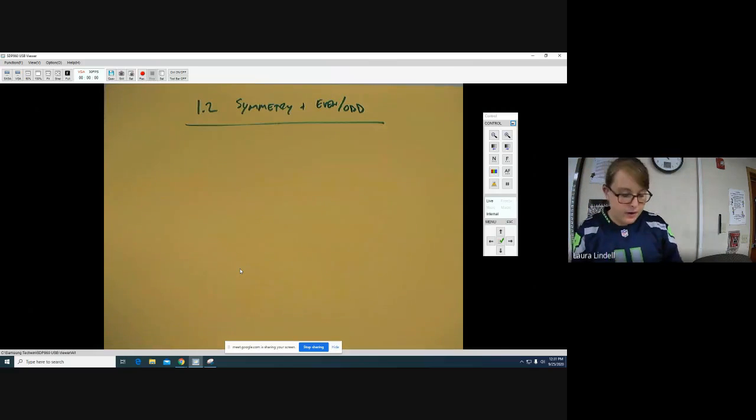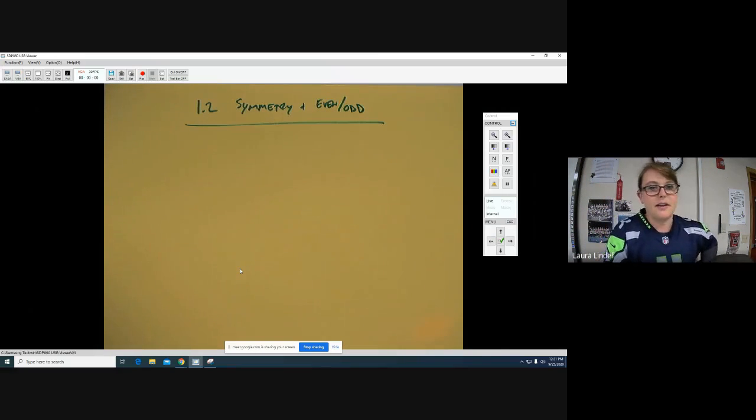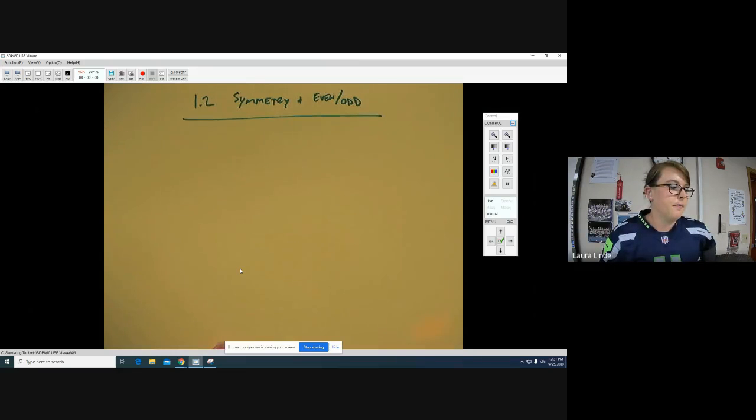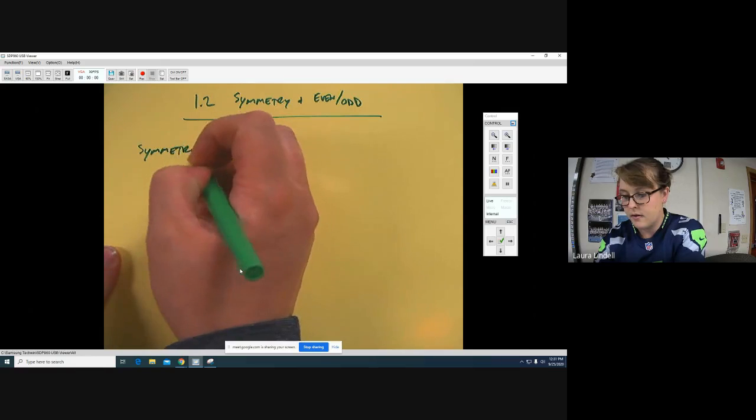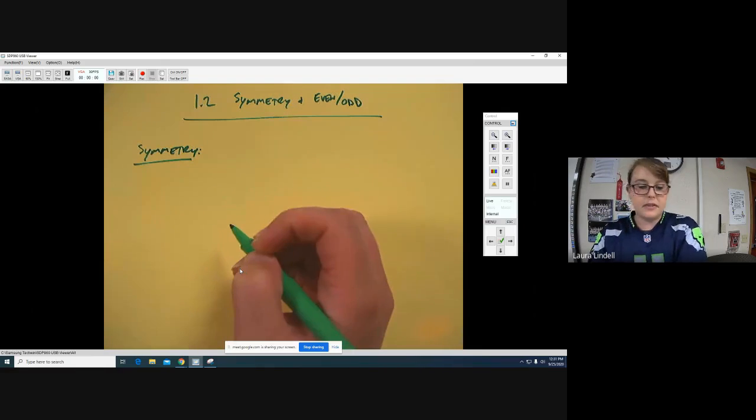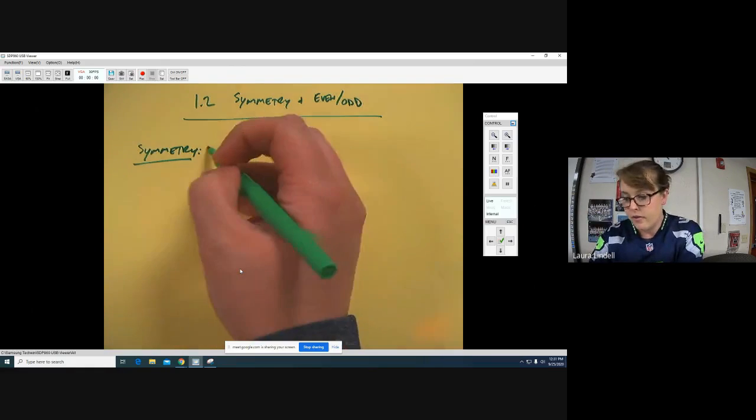Okay, and you'll be happy to know today's assignment is shorter. So that'll give you some time to finish up with the others if you were not able to finish those. The first thing we're going to talk about today is symmetry. And you've probably seen graph symmetry before. There are 3 types.